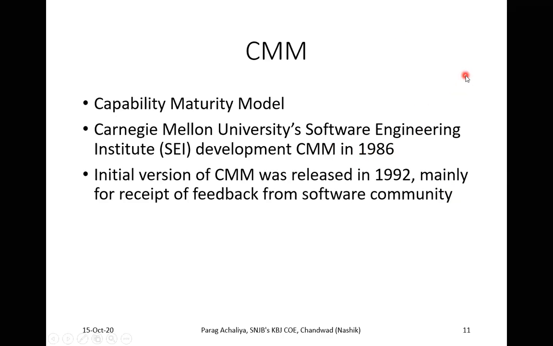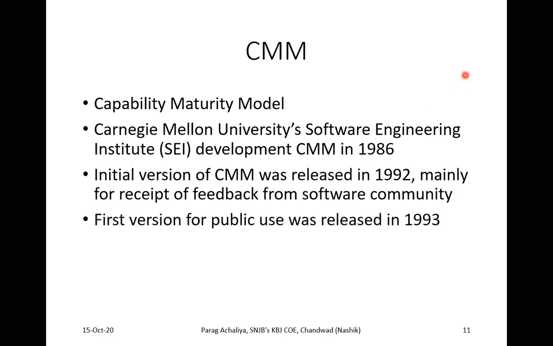The initial version of CMM was released in 1992. It took almost 6 years to release the initial version of CMM, mainly for receipt of feedback from the software community. The CMM was mainly worked on what? Feedback from all types of software community. They worked on whatever feedback was received on any of the applications, and accordingly the improvements were made.